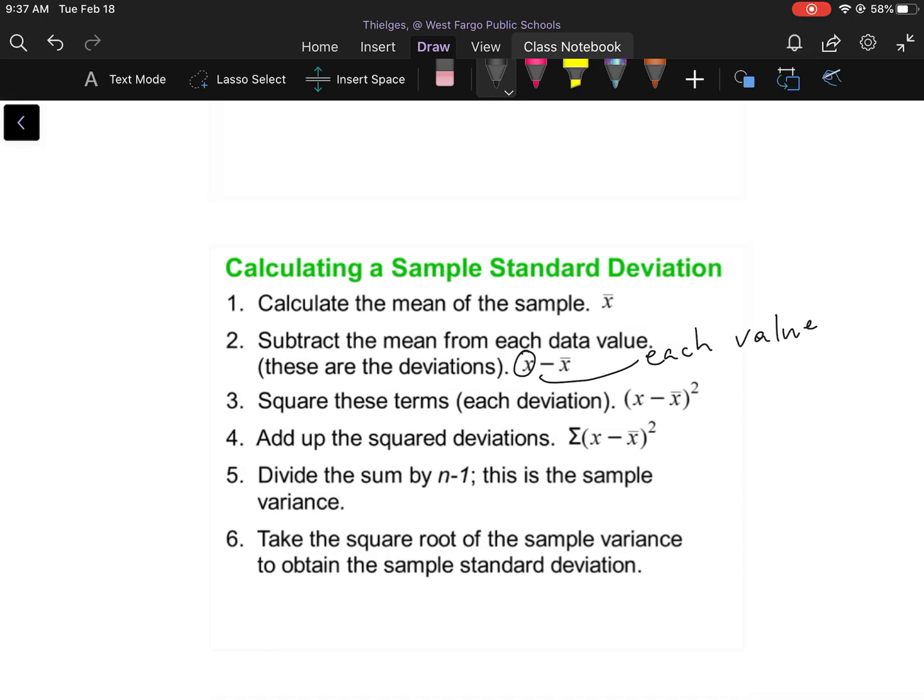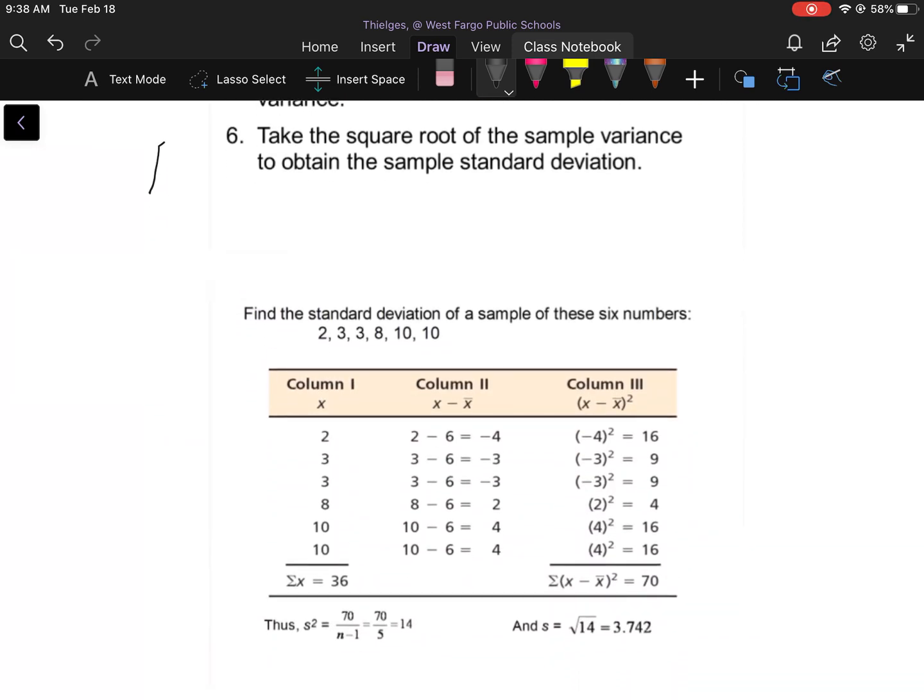At the very end, you're going to add them all up. So that's what that sigma means right there. That means to add. Okay, so that's what that big looking E means. And then you're going to divide by n minus 1, which gives the sample variance. To get your standard deviation, you're just going to take that variance and square root it. So here's what I'm talking about.